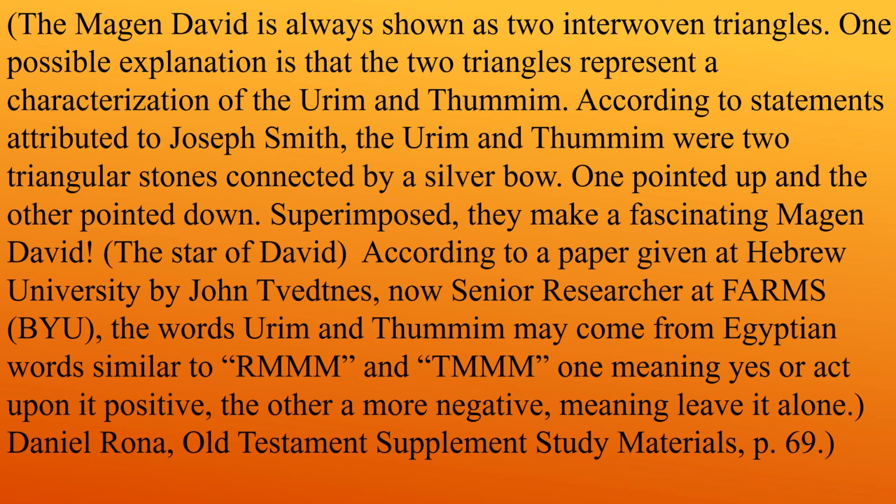According to a paper given at Hebrew University by John Tvedtnes, now senior researcher at FARMS, BYU, the words Urim and Thummim may come from Egyptian words similar to RMMM and TMMM, one meaning yes or act upon it, positive, the other a more negative, meaning leave it alone. That was by Daniel Rona.